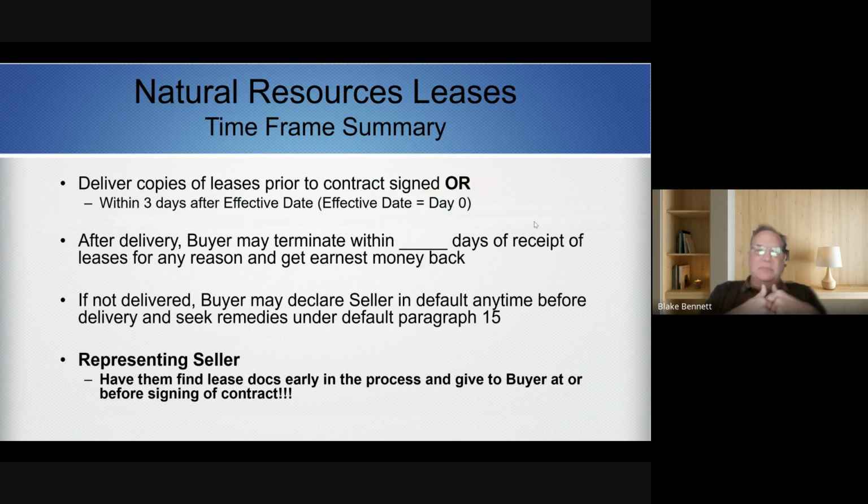Time frame. Deliver copy of the natural resource leases prior to the contract being signed or within 3 days of the effective date. After the delivery, you get to negotiate with the buyer how many days they have to review these leases and back out of the contract. If they're not delivered, the buyer can say the seller's in default. They can get out of the contract under paragraph 15.